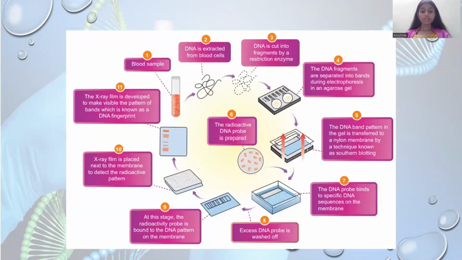Excess DNA probe is washed out. At this stage, the radioactive probe is bound to the DNA pattern on the membrane. X-ray film is placed next to the membrane to detect the radioactive pattern. The X-ray film is developed to make the visible pattern of the bands, which is known as the DNA fingerprint.